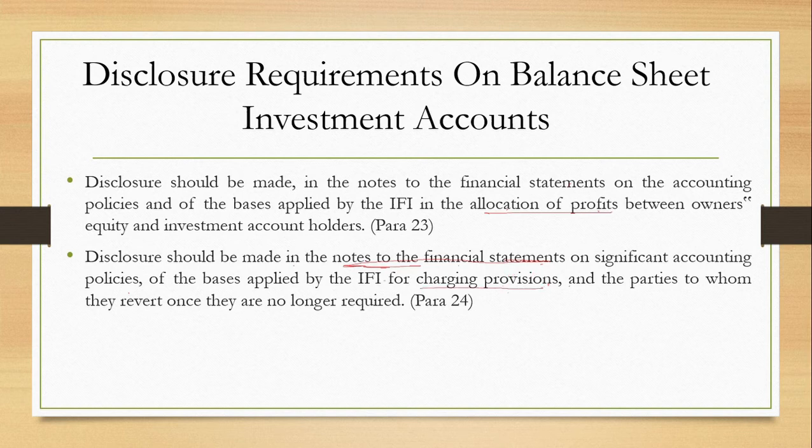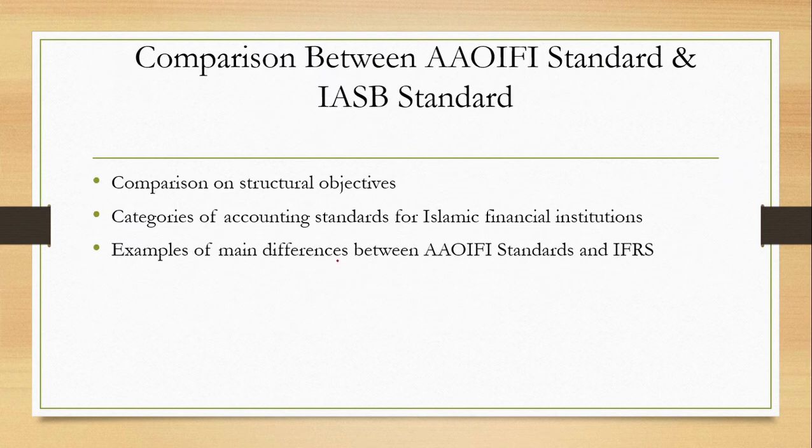Next, the comparison between IFI standard and IFRS standard ni tadi kita dah tengok kan. The comparison between of the structure objective, kita dah tengok dia punya categories of accounting standard for Islamic financial institution. Kita dah tengok juga dia punya example of the main difference both of the standards lah, IFI and also IFRS. Examples ni yang kita dah tengok on my part 2 videos yang ada 6 start from takaful to substance over form. Okay, that one is on the example.